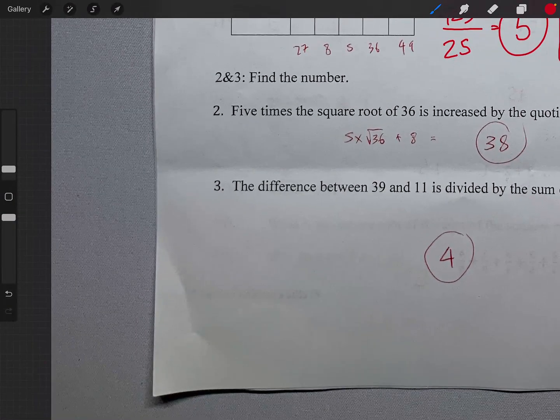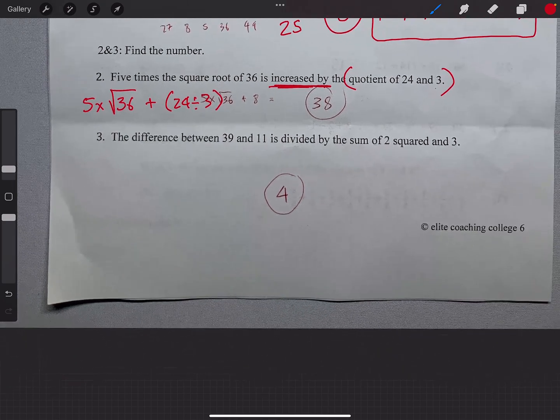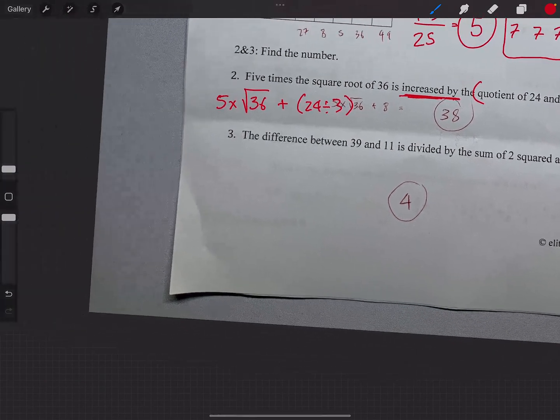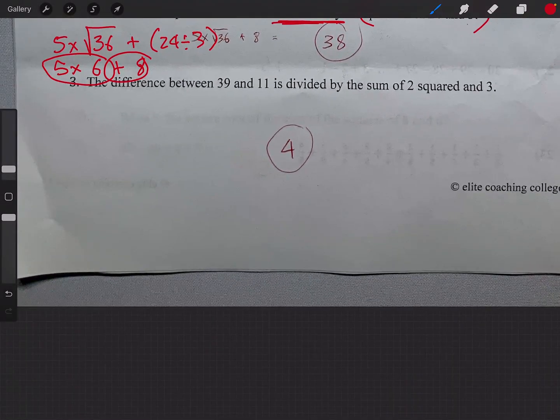So we do 5 times the square root of 36, which looks like this. And what do we do next? It says this is increased, so it means plus, increased by the quotient of 24 and 3. So 24 divided by 3, because quotient means divide. Okay, and you can work it out and the answer will be 38. You do BODMAS. So 5 times the square root of 36 will just be 6, plus 24 divided by 3 is 8. 5 times 6 is 30, plus 8 is 38. Done.